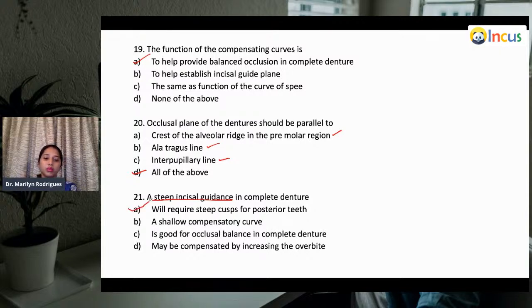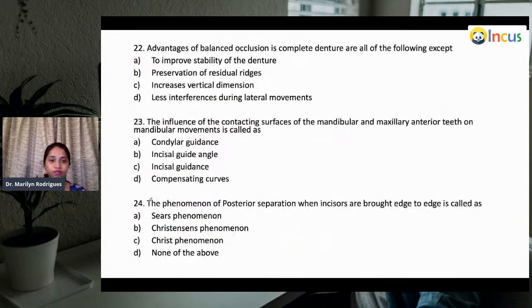We will require steep cusps for the posterior teeth. So if there is a steep incisal guidance, steep cusp for posterior teeth, because it is directly proportional. Advantages of balanced occlusion in complete denture are all of the following, except. The answer to this question is C.